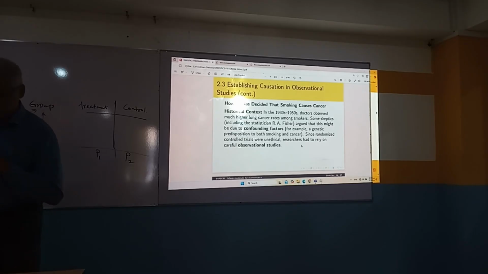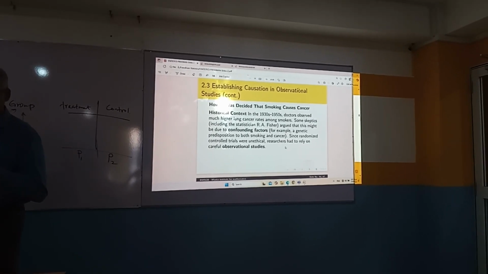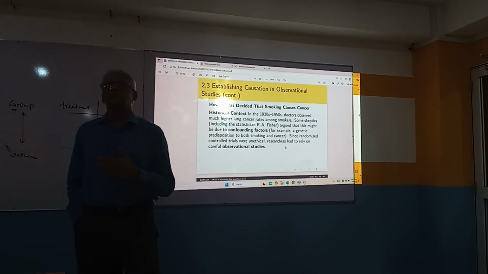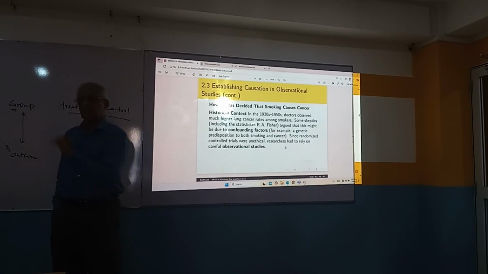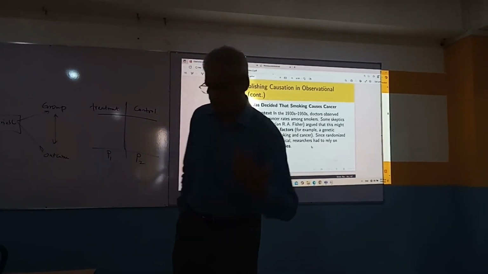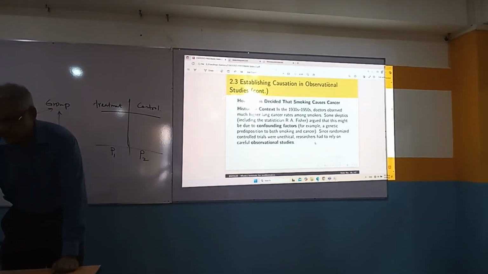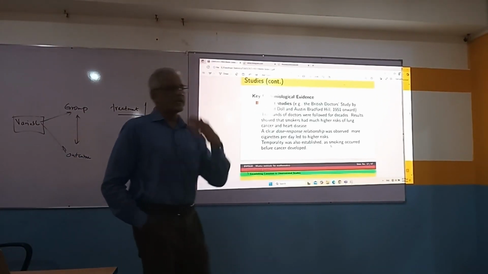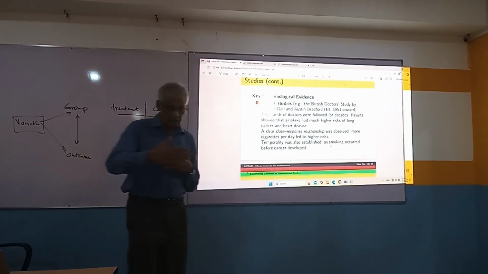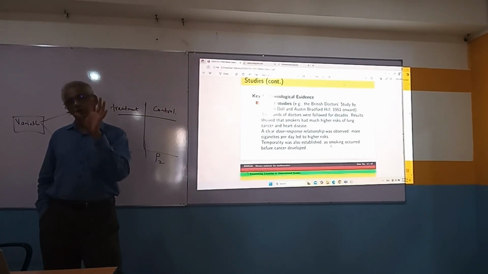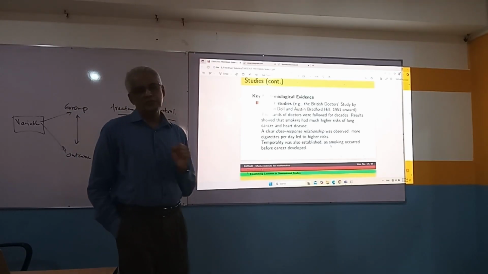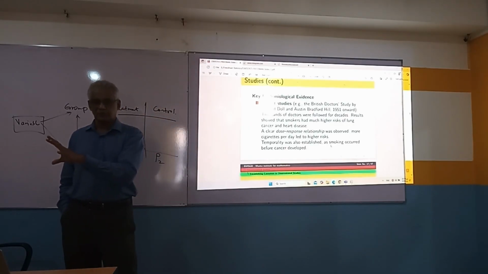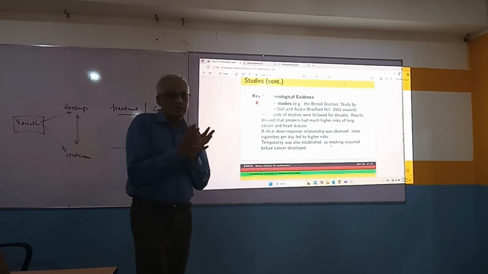So how was it decided? First of all, in observational studies, they observed that those who smoke more are more likely to get lung cancer. That was one reason. They had some cohort studies, which are again observational, but they did it carefully. They observed a group of doctors in this case, some of whom were smoking and some of whom were not smoking.